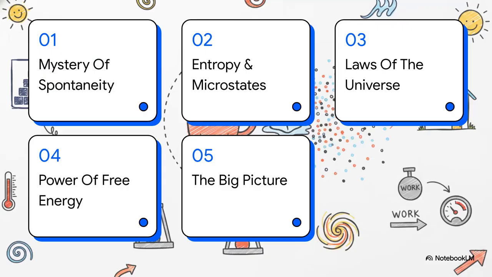So here's our roadmap to figure this out. 1. The mystery of spontaneity. 2. Entropy and hidden microstates. 3. Laws of the universe. 4. The power of free energy. And finally, 5. The big picture.